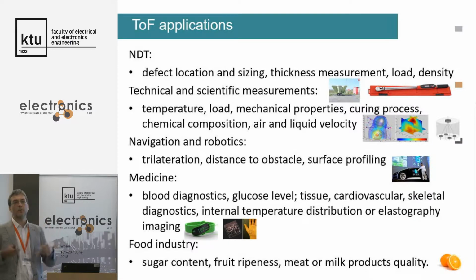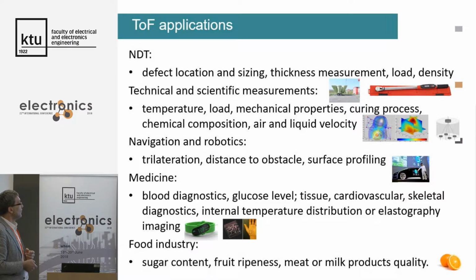You have a flame, and you want to measure what the temperature distribution within the flame is. So you take a lot of ultrasonic rays, and by measuring the time of flight of these rays, you are able to estimate the temperature distribution within the flame. So there are no other technologies to do this.